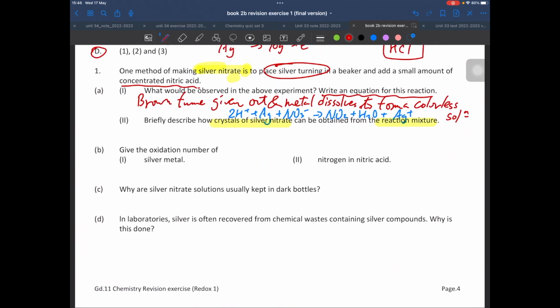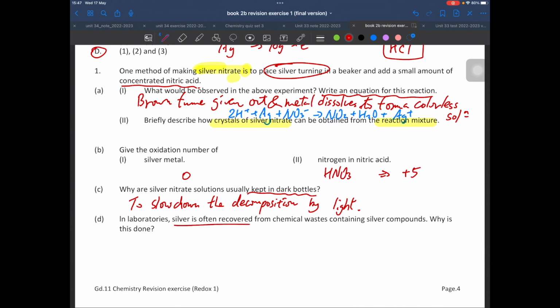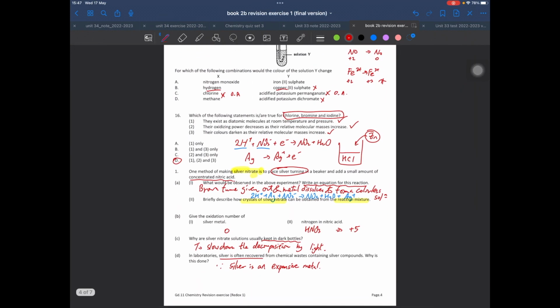Part B, what is the oxidation number of silver? Well, easy, 0, and nitrogen in nitric acid right here, of course, equals positive 5. And silver nitrate solution should be kept in a brown bottle because light energy can speed up the decomposition. And here is our answer: to slow down the decomposition by light. Finally, why is silver often recovered? Because silver is an expensive metal. Right, this is our question 1.